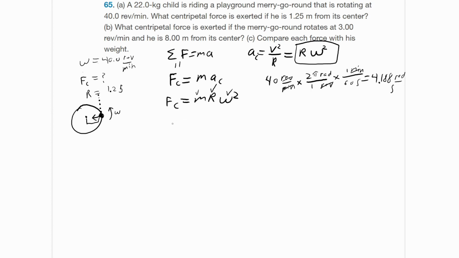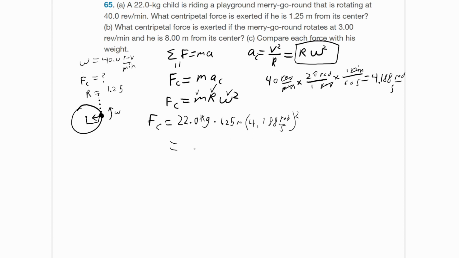All right, continuing, now let's piece this all together. We have the centripetal force equals the mass, which is 22.0 kilograms, and then we're going to multiply by the radius, which is 1.25 meters, and then we're going to multiply by the angular velocity that we just found, 4.188 radians per second. So all of that squared.